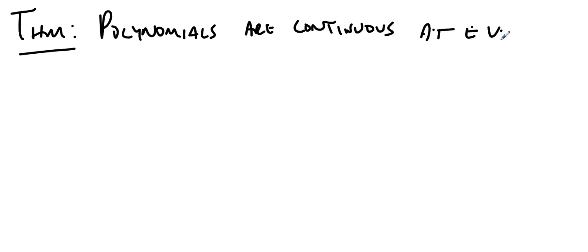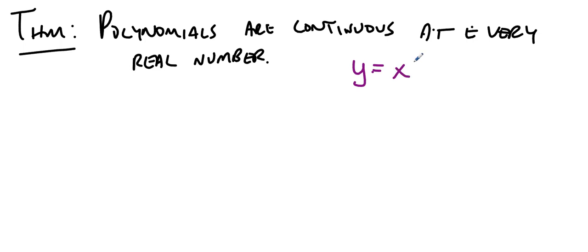Polynomials are continuous at every real number. And why is that true? Well, you think about what a polynomial is. A polynomial is something like x cubed plus x squared minus 2x plus 2018, or whatever it is.